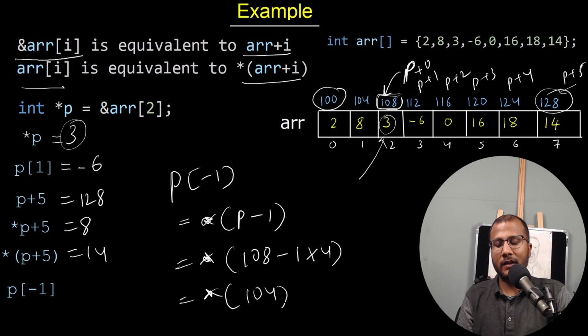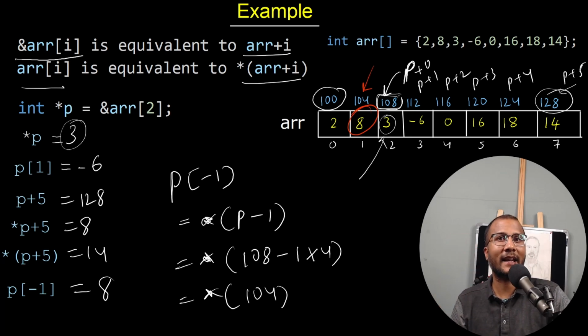What is there in 104? I'm just going one step back, right? So if I go to 104 address, I get the value 8, right? So here the value 8 is printed. Okay. By doing this example, I hope you have understood how pointer notations can be used in an array, particularly in a 1D array. Later we are going to see how to use this on 2D arrays as well. It is just the extension of the same thing.